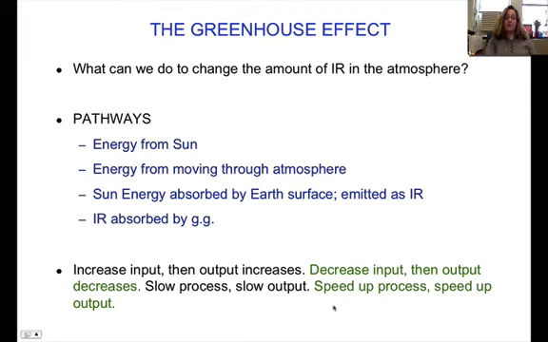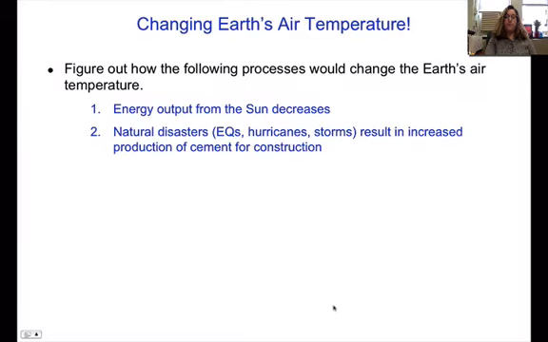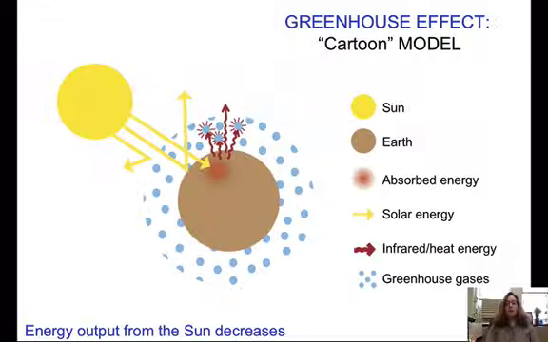So let's put this into practice. We're going to figure out how each of the following processes would change Earth's air temperature. And when I say air, I mean the same thing as atmosphere. First, let's think about how energy output from the sun decreasing would impact Earth's air temperature. So imagine energy output from the sun decreases. Let's reason with this model. I like to use the cartoon model. You're welcome to use any of the models that I've shown you today.